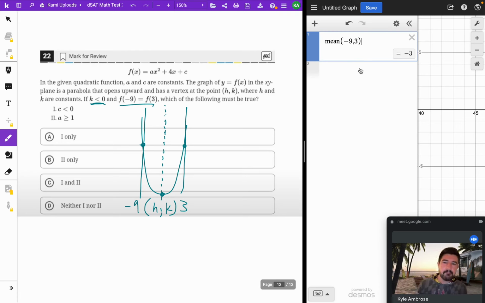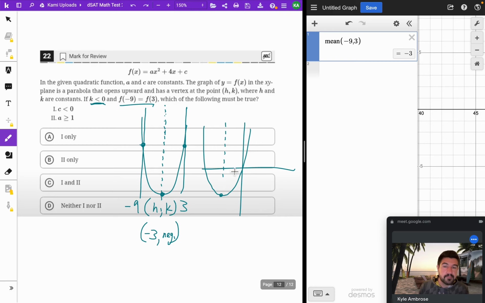So what's the point of that? It means that the vertex has an x value of negative 3. In other words, that's what h is. And k is negative. So this is a negative number. And if the vertex is negative 3 and another negative, it means that it's going to be somewhere down here in the negatives, right? X is negative, y is negative, and so the vertex is going to be somewhere down here at, this was negative 3, right? So we know all of that is true so far. Okay, now what else is true?